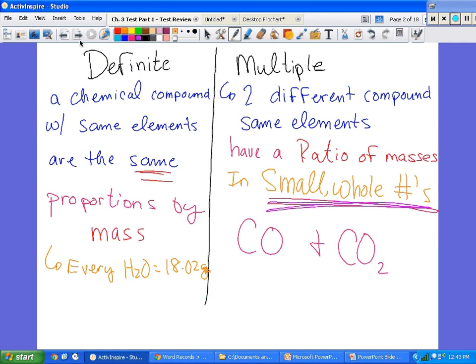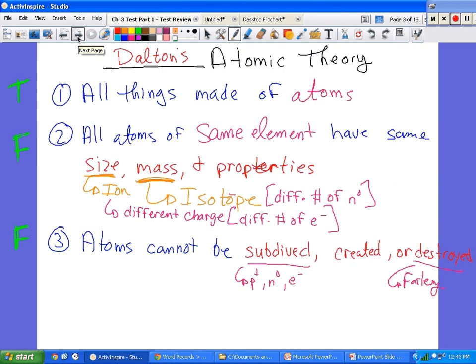Dalton's atomic theory. Very important. Make sure you circle this. You need to know whose. That's why I underline this. It's Dalton's atomic theory. Make sure you know who it is. Now, he said 5 things. Now, what do you think the T, F, and F are on the left?